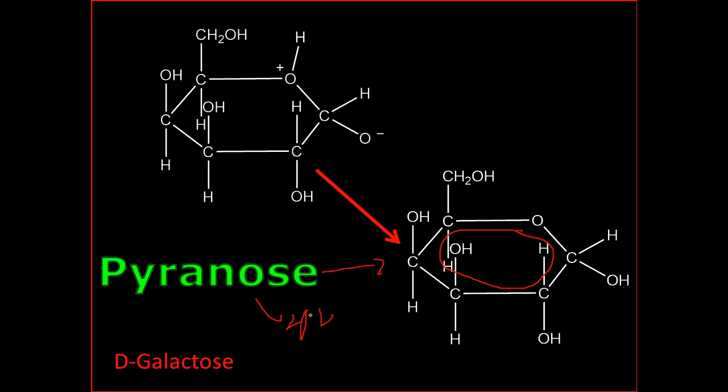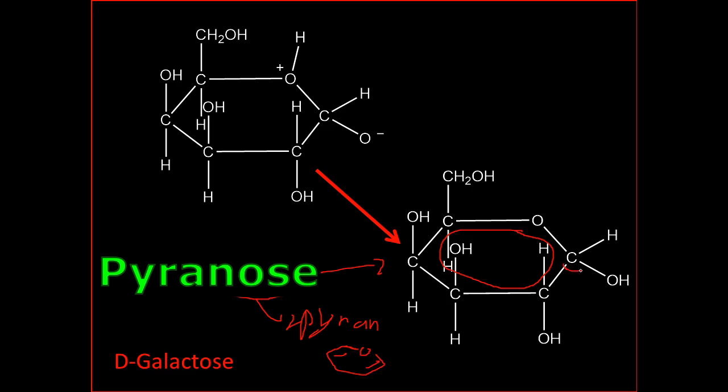Pyran is a specific compound in which the oxygen is bonded to the 5 carbons, okay, forming a cyclic or heterocyclic ring. And it has double bonds, okay, and that is a pyran. Okay, that's why it was derived from that word, causing it to be called pyranose.